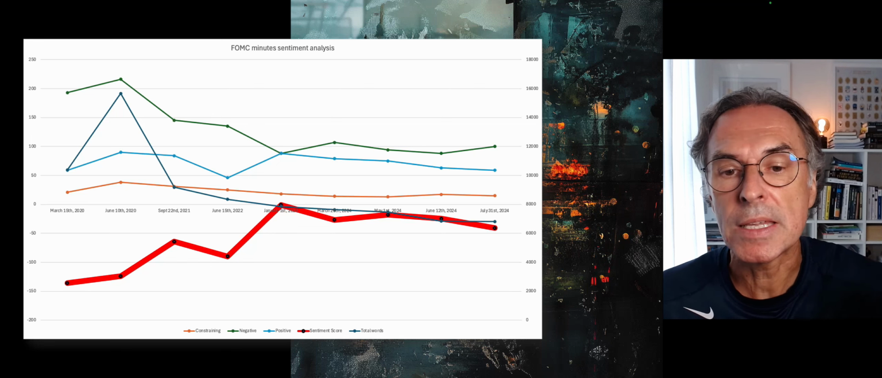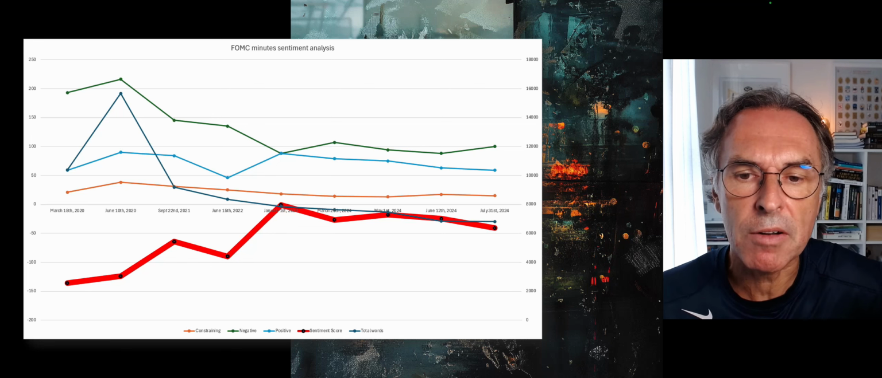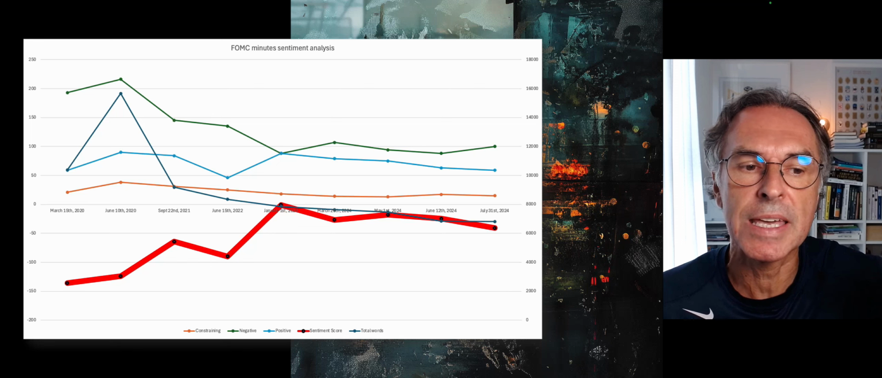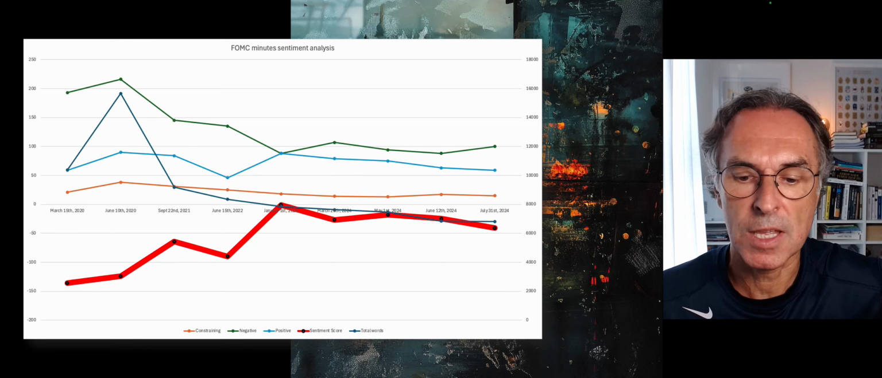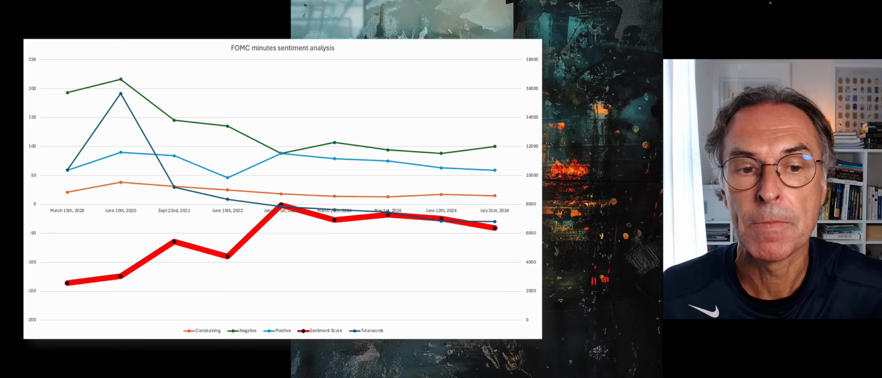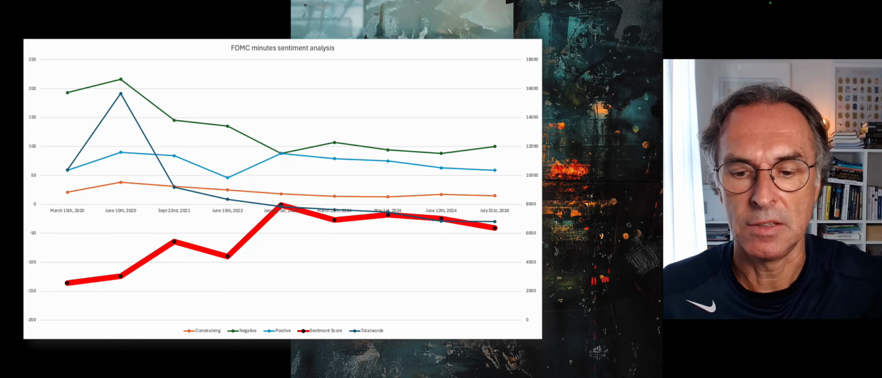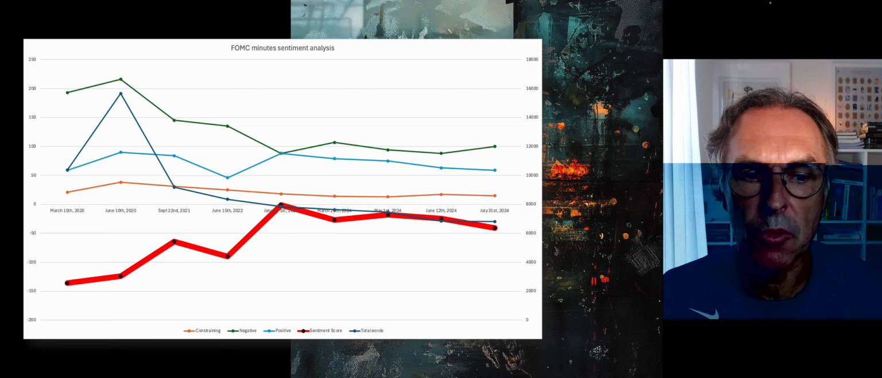It's pretty stable, but there is a tendency: the gap between positive words and negative words is actually growing. You have fewer positive words, that's the blue curve, and a pretty stable amount of negative words. So this is what I wanted to show you here.